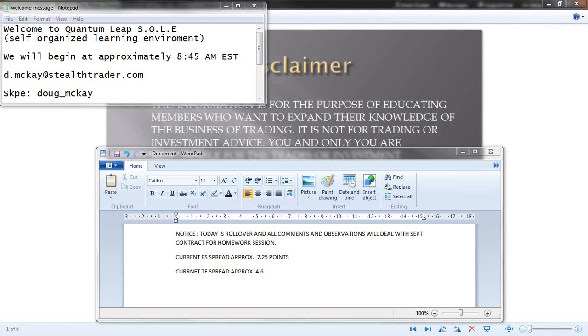Good morning, everyone, and welcome to the Quantum Leap morning pre-market analysis and trade plan setup for Thursday, June the 12th, 2014. Of course, today is rollover day, so we will be dealing with the September contract, not the June contract. Current ES spread is approximately 7.25 points. Current TF spread is approximately 4.6 per contract, on the June to the September.